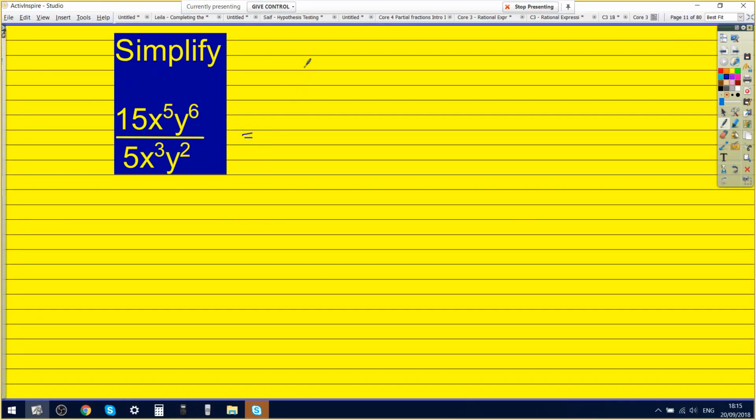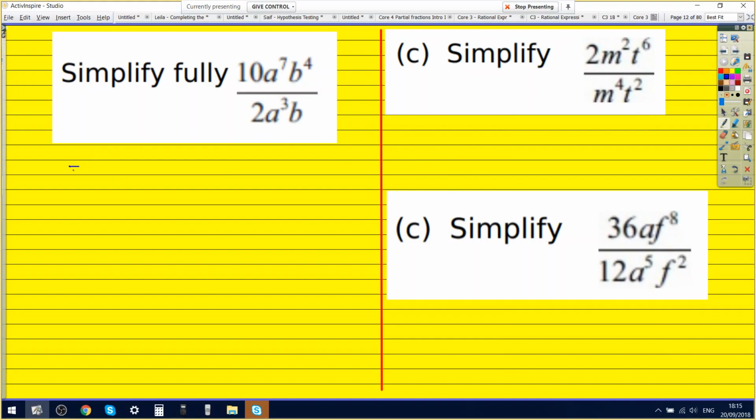Okay, 3 terms. Try this. 3x2y4. Brilliant. Okay, exam questions, top left. 5a4b3. Brilliant. Top right. 2t4. So 4 minus 2 is 2. What is 2 minus 4? Minus 2. Yeah, so it's tricky.